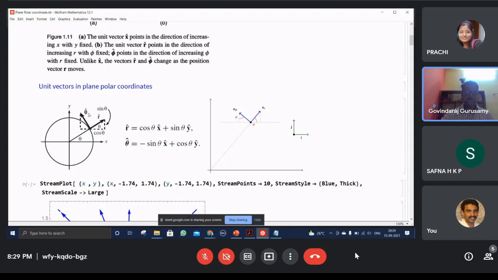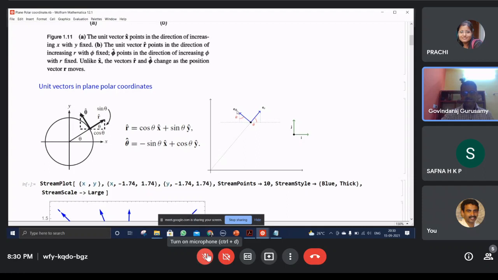Similarly, for theta cap, you find minus sin theta x cap plus cos theta y cap. Now we can see that the x component is going to be minus sin theta. That can be understood very quickly by looking at this. You can see this theta, and this is going to be in the minus direction. Therefore, minus sin theta is this vector. Are you able to see that? This angle and this angle are equal.